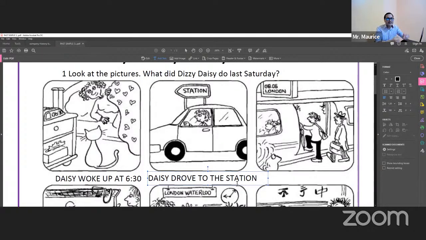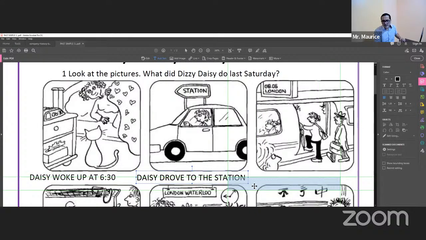Daisy woke up at 6:30. Daisy drove to the station. Now, let's look at picture number 3. This one. What may be a suitable verb for picture number 3? Take it. Okay, if you just say take, that is present. Si me dices take, eso es presente. Yo no quiero presente, I need past.